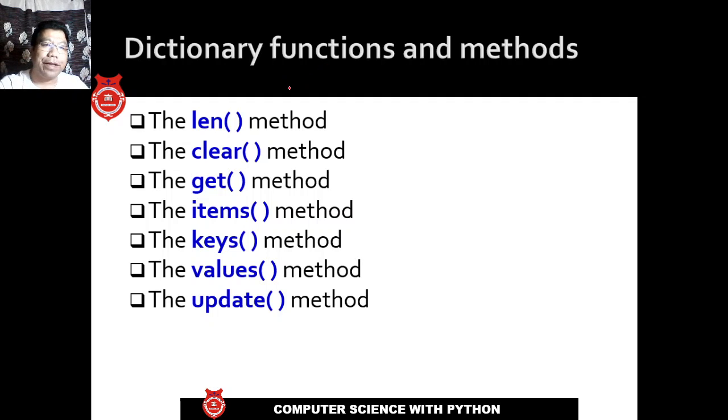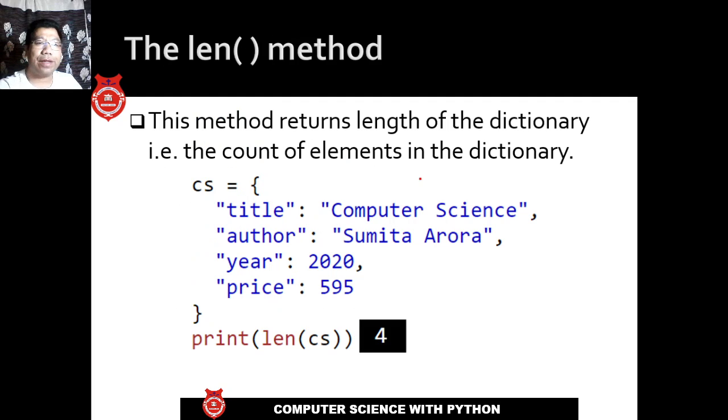We have the len method, the clear method, the get method, the items method, the keys method, the values method, and the update method. We are going to study these things one by one.